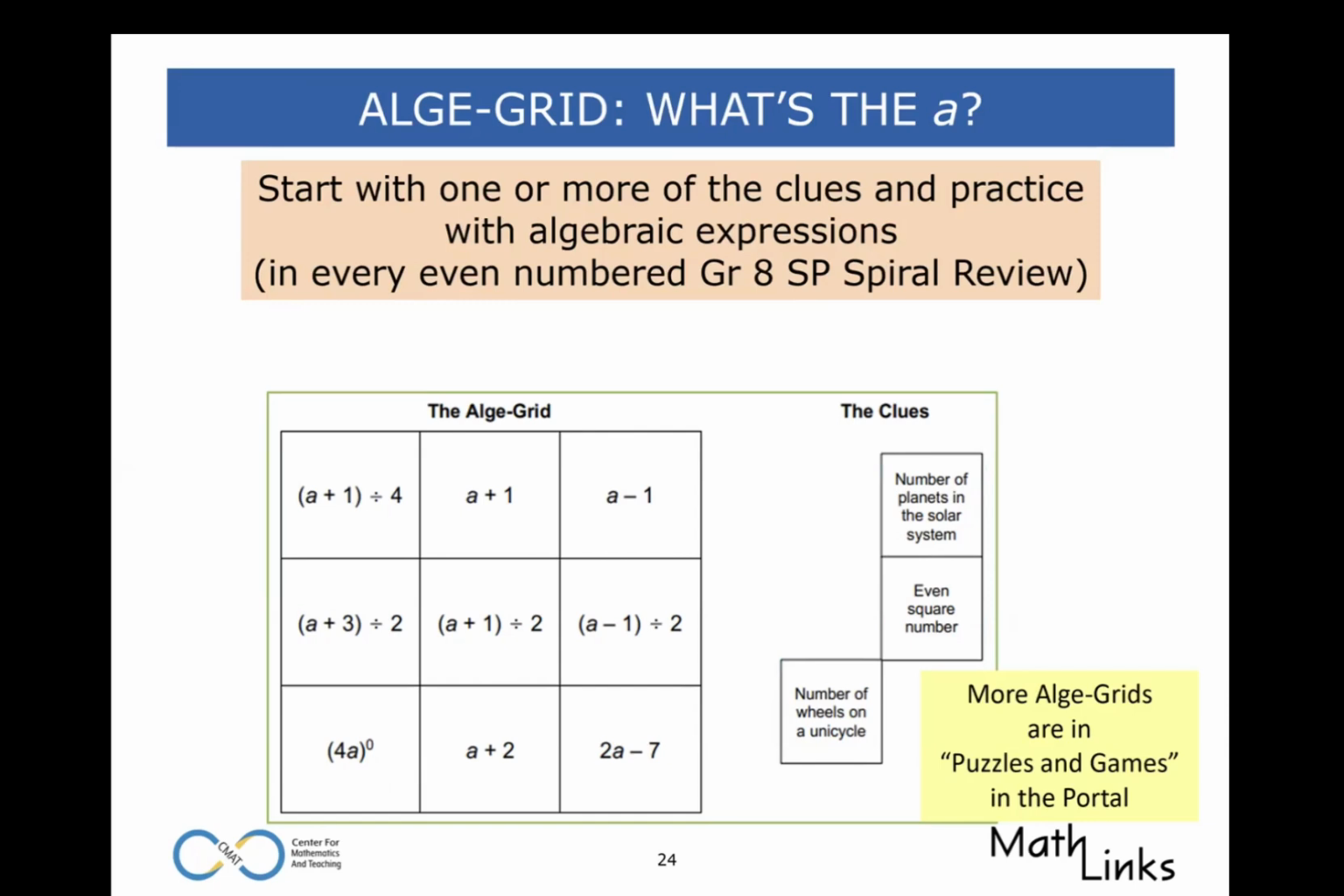They might seem a bit tricky at first, but students will get the hang of them quickly as they try to place the natural numbers 1 through 9 in the 9 boxes. Clues get students started. They don't need to get all 3, but it'll help if they do. For this example, the number of planets in the solar system is 8. The only single-digit even square is 4, and a unicycle has 1 wheel.